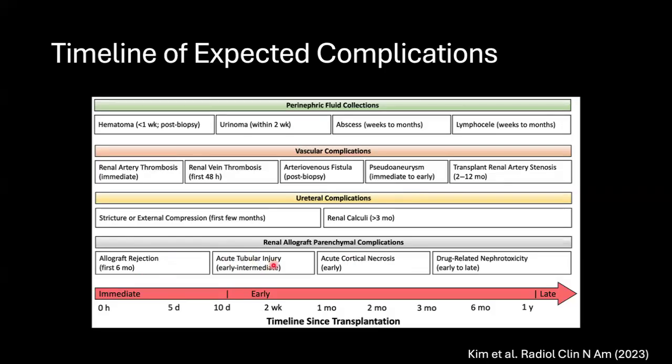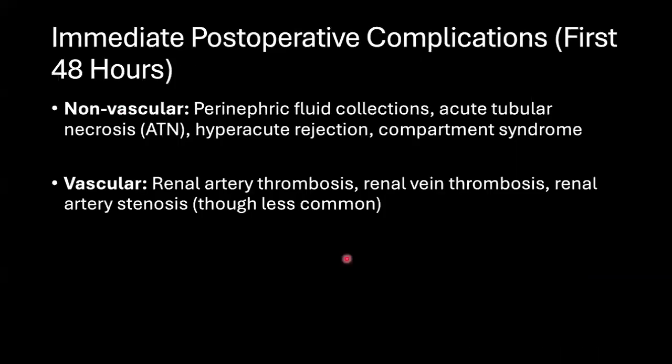presentation with renal dysfunction. Then we think about acute tubular injury, or something that is more chronic, or at least within months, that is more allograft rejection, or a drug-related nephrotoxicity. So the timeline here would be mixed, but the nephrologist would be guiding what is the likelihood of what we see on imaging. So the immediate post-operative complications, as I said, we have the non-vascular and the vascular.